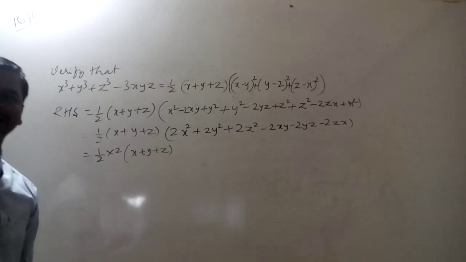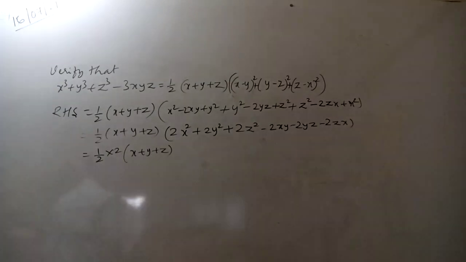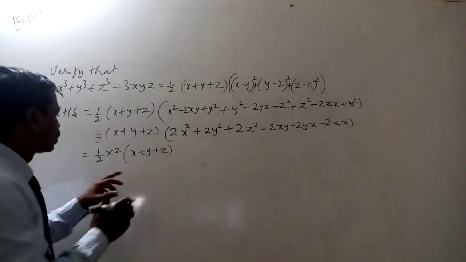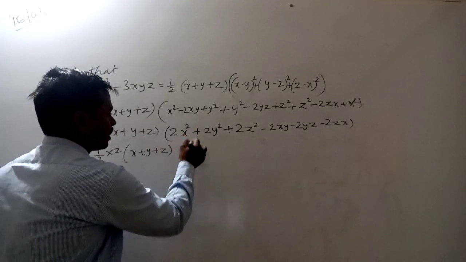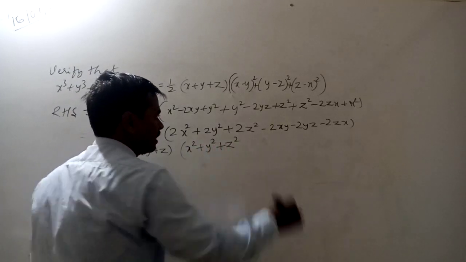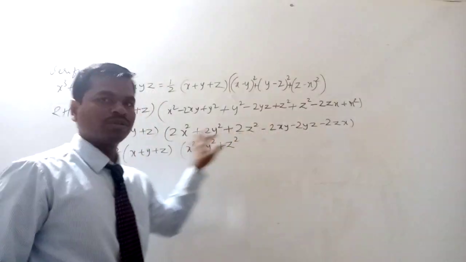x plus y plus z equal to what is the answer here? Okay, if you take 2 common outside, what will you get? In this case, 2 is outside. If you take 2 outside, x square plus y square plus z square. In all the terms, 2 is taken outside.